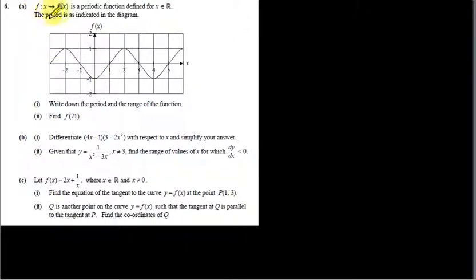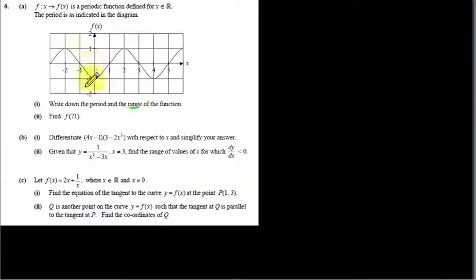f such that x maps onto f of x is a periodic function defined for x an element of R. The period is as indicated in the diagram. So we want to write down the period and range of this function. Now the first thing I will do is write down the range.